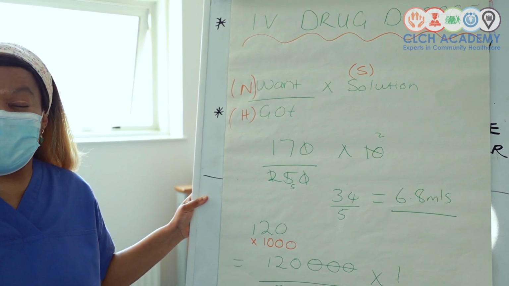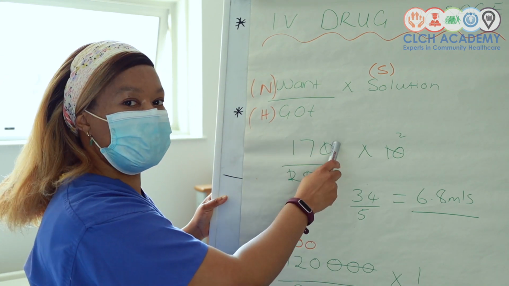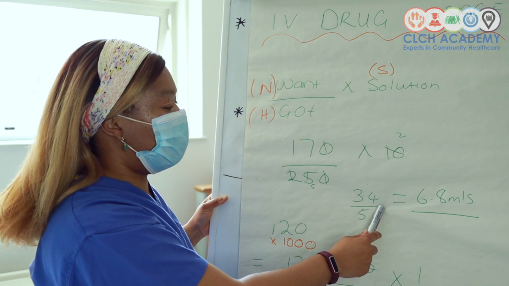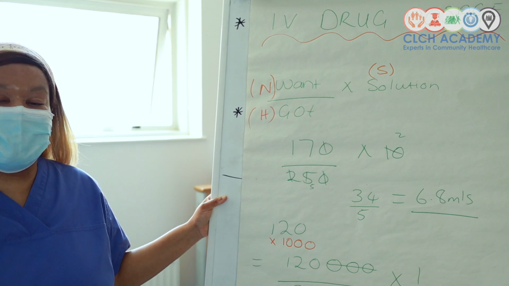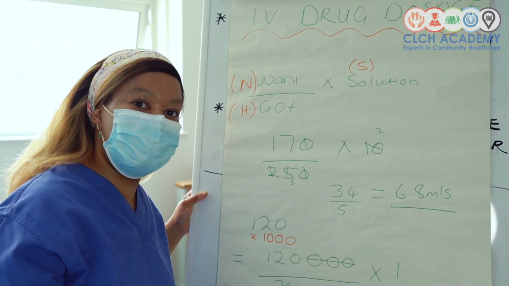If you're comfortable simplifying or crossing off zeros, then obviously whatever you do on top is what you do at the bottom. It should simplify to 34 divided by 5, which would still give you 6.8 mils in terms of the volume that you will be administering to the patient.